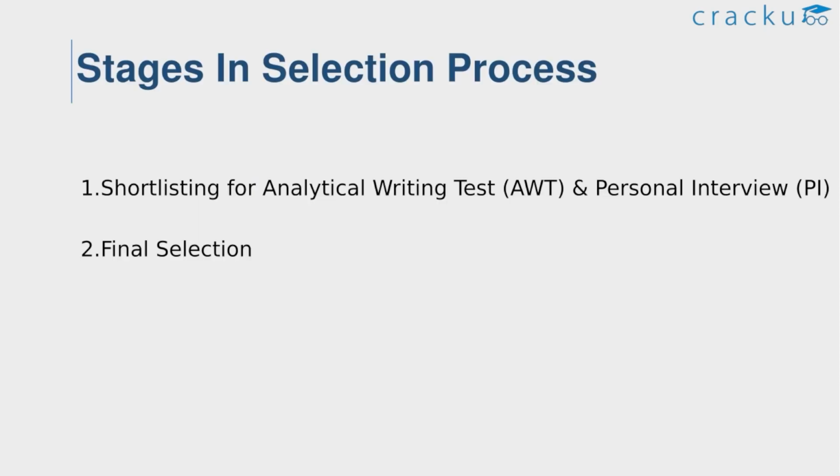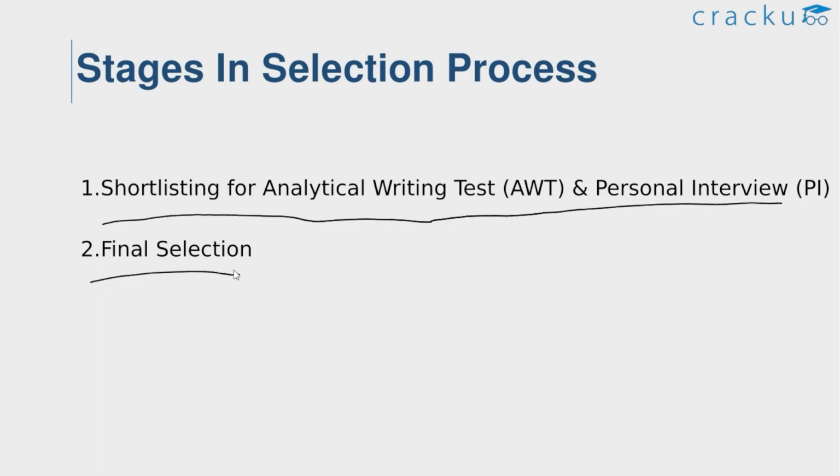So these are the stages in the selection process of IIM Ahmedabad. The first stage is shortlisting for analytical writing test and personal interview. And the second stage is the final selection. Let us see both the stages in detail.